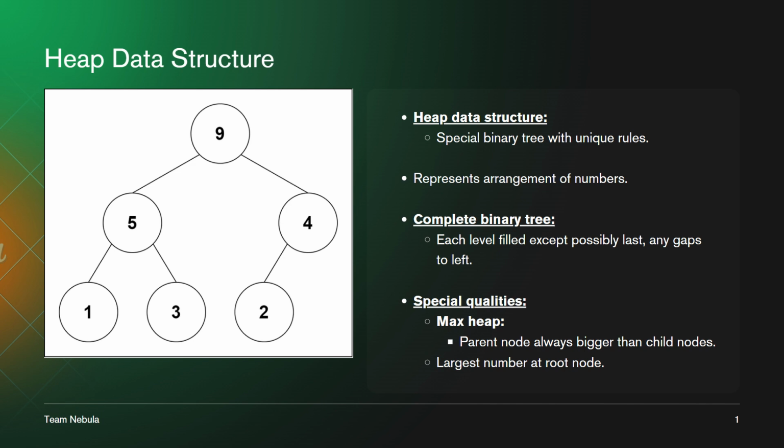That means every level of the tree is filled up, except maybe the last level, and if there are any gaps, they are to the left. Now, here is the cool part. In a heap, each node has some special qualities. If you are dealing with a max heap, every parent node is always bigger than its child nodes. And guess what? The biggest number is right at the top, the root node.